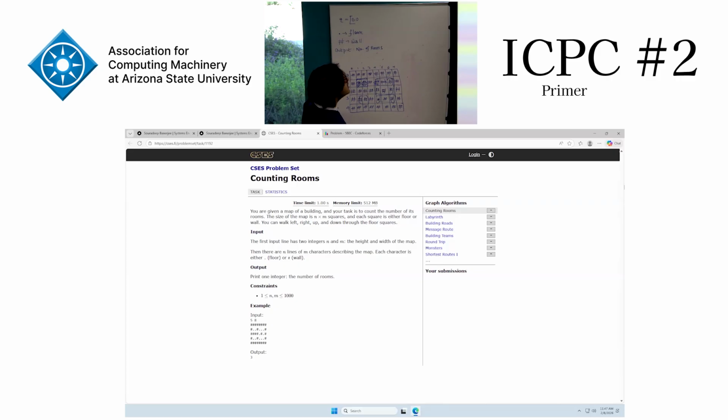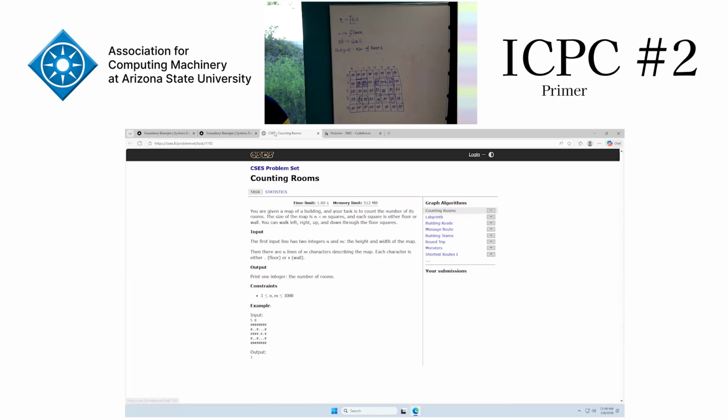For the time complexity, it's going to be approximately O of n times n, because at most we're visiting every single cell exactly once, right? That constitutes O of n times n, because we also have a visited array. If the cell is visited, we are not visiting it again. That's basically the algorithm for this one. We can move to the next problem.